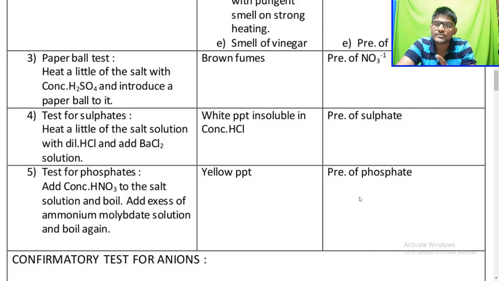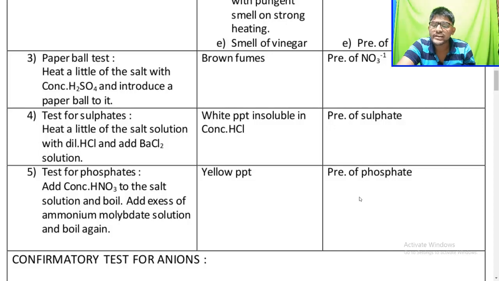And test for phosphates. The test for phosphate has also been discussed: add concentrated H2SO4 and concentrated HNO3 to the salt solution and boil, and add excess of ammonium molybdate solution and boil again. Yellow PPT is most probably coming, and hence the presence of phosphate.